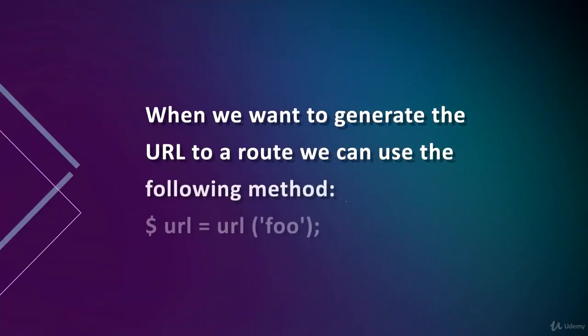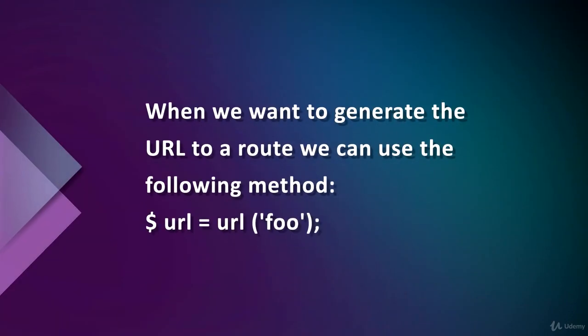So when we want to generate the URL to a route, we can use the following method as per the screen. So it will be $url = url('foo'); And with this method, we will make sure that the URL is valid. And in addition, we will add the domain that we have defined in the configuration file.